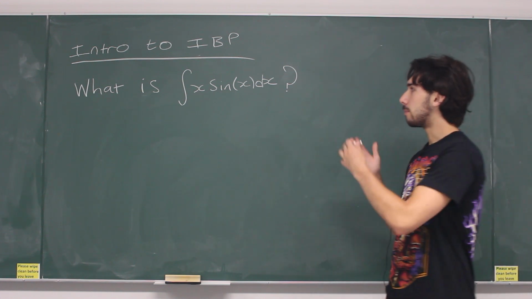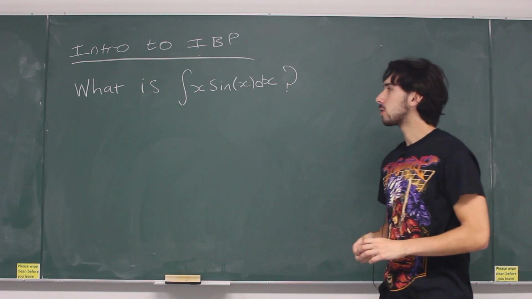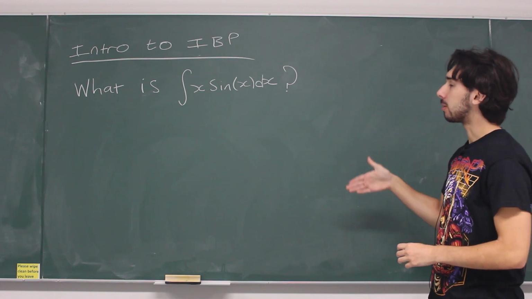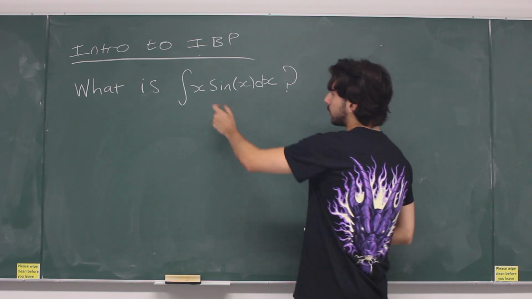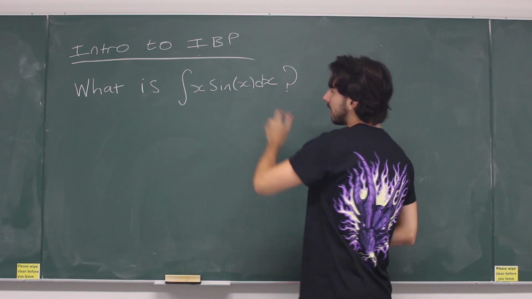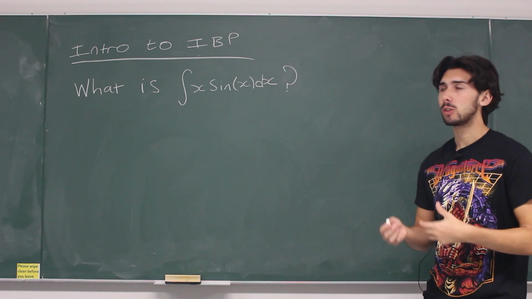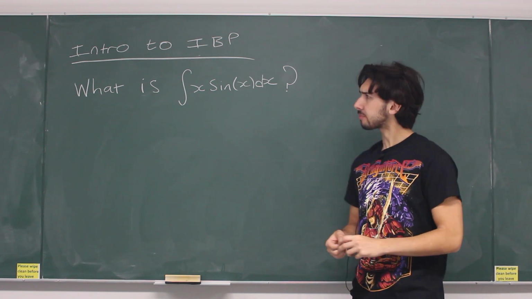So I've got a prompt question. What is the integral of x multiplied by sine x? Now you might try to integrate x and integrate sine x separately and then multiply them. You can't do that though, it won't work.